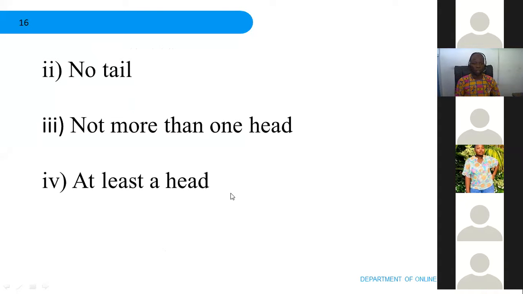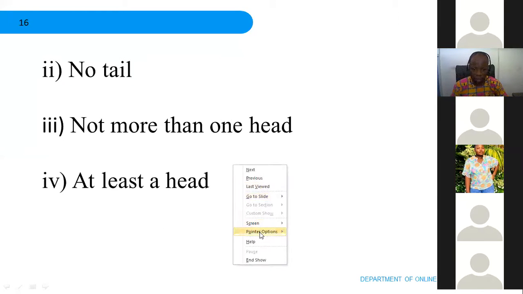Try the first one. Everybody should try the first one. Get the sample space, then let's move on.